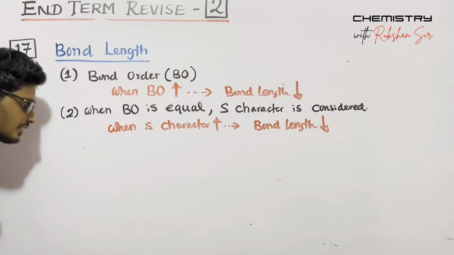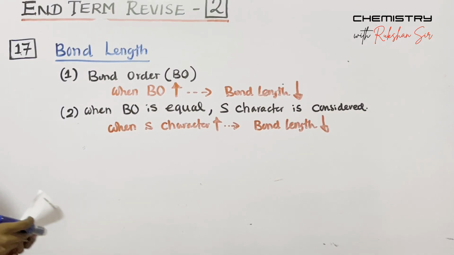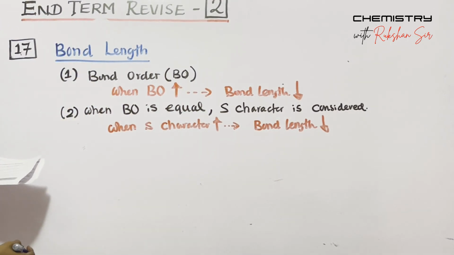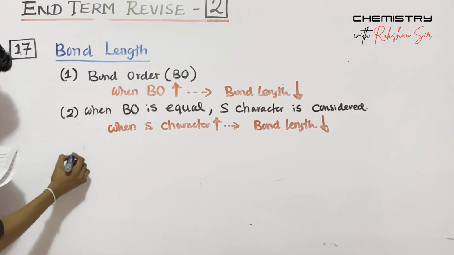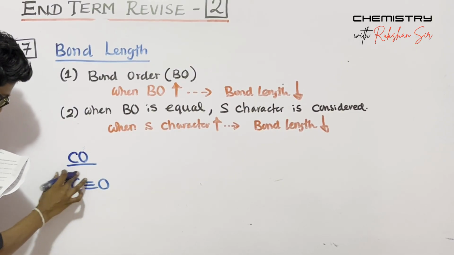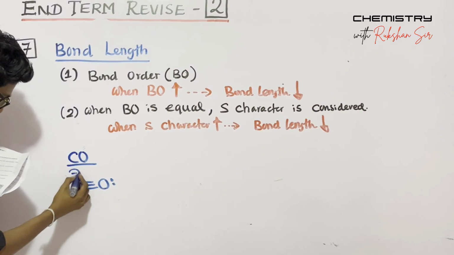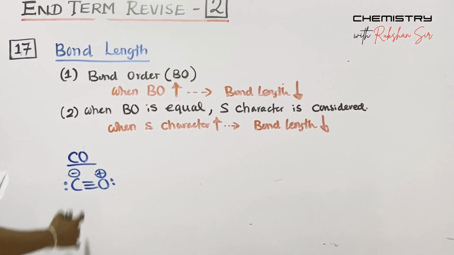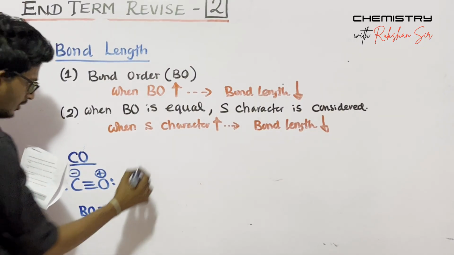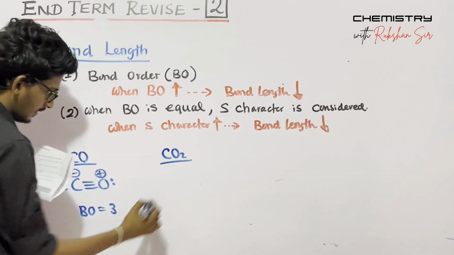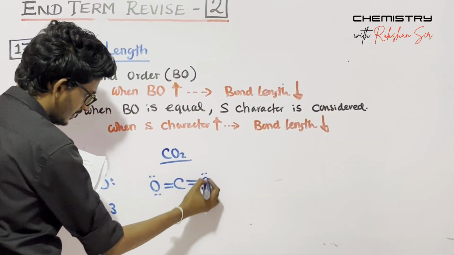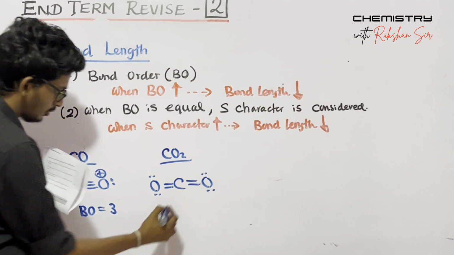Let's discuss how to compare these three guys here. What are the three? Carbon monoxide, carbon dioxide, and carbonate. First, carbon monoxide comes with this kind of Lewis structure where the bond order is equal to 3. The carbon dioxide: the only stable Lewis structure you can draw for carbon dioxide is this. So the carbon-oxygen bond order is 2.